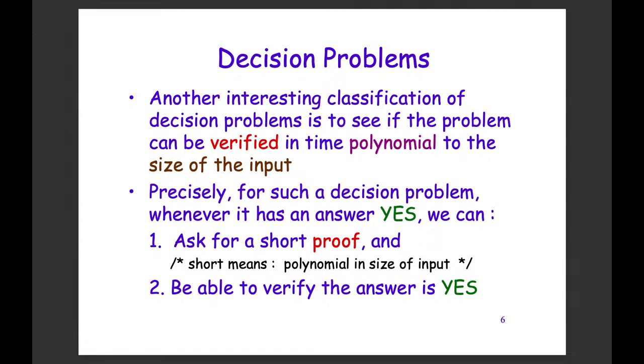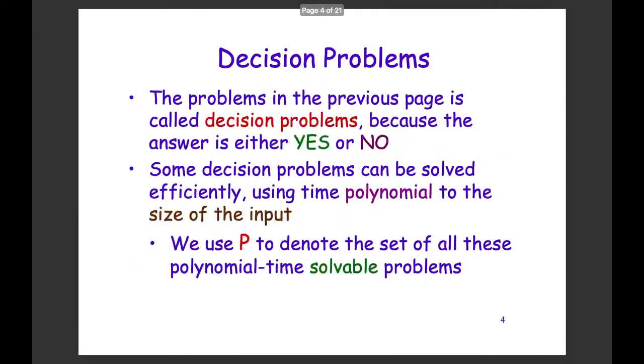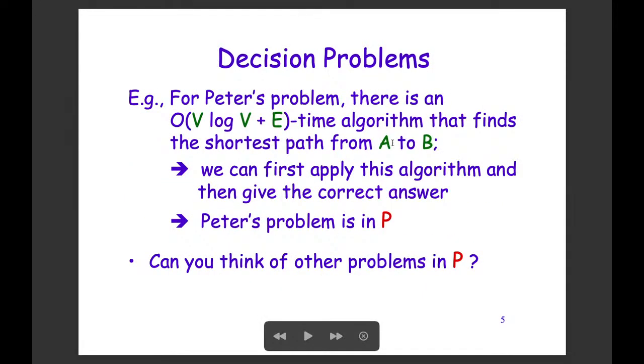It is a decision problem such that if the answer is yes, then I can give you a proof, and then you can look at the proof and check that it is really a yes solution. If the proof is short enough, and you can use the proof to verify that it is really a yes solution, then this kind of problem is interesting for computer scientists.